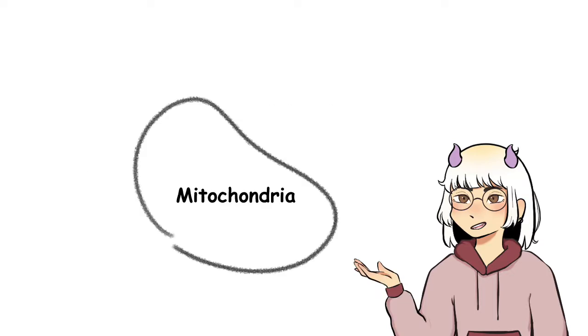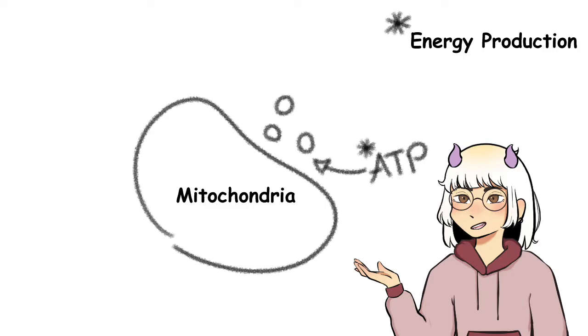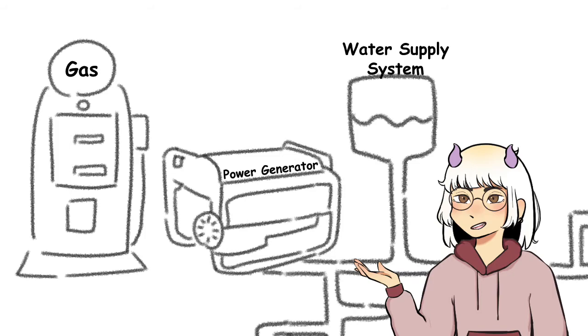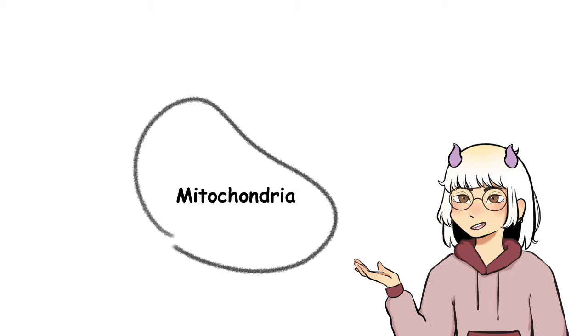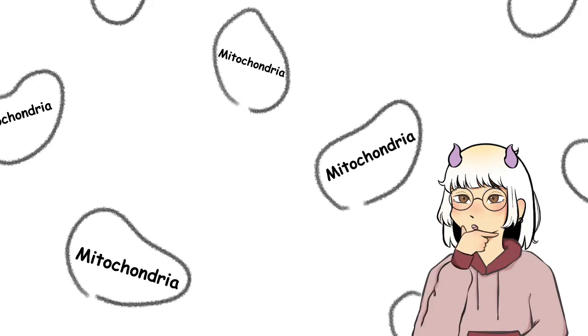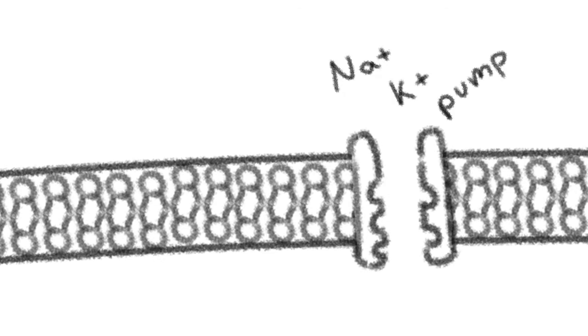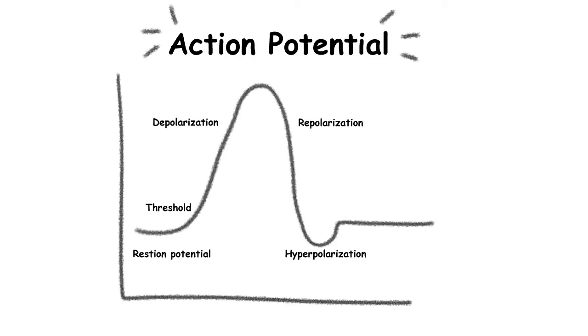Since the mitochondria is essential for energy production, one could say that it's analogous to the gas pumps, power generators, and water supply system that is necessary for any building to function. Like the mitochondria, it's everywhere. However, the mitochondria has even more functions than just creating energy to make this transportation possible. Think the sodium-potassium pump that contributes to action potential.